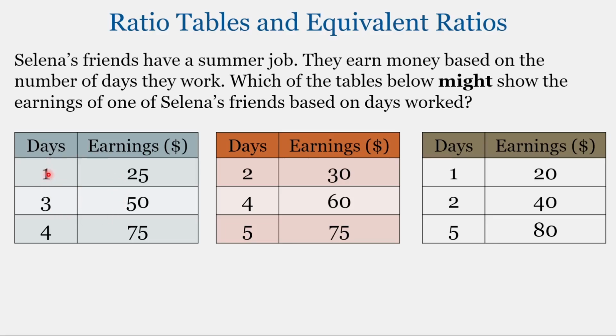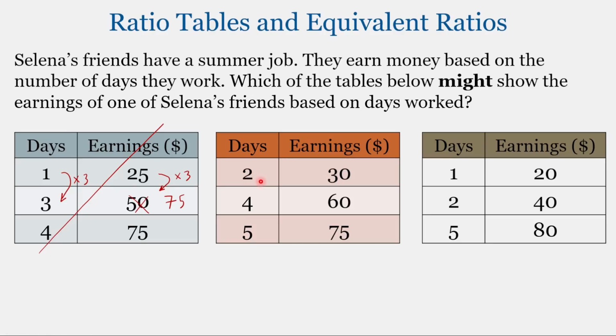So if the friend worked 1 day, they made $25. So if we go from 1 day to 3 days, well, that's 3 times. So therefore, if she worked 1 day and made $25, if she worked 3 days, she should have made $75. And that's not the case. So this one is not a table showing the earnings of one of Selena's friends.